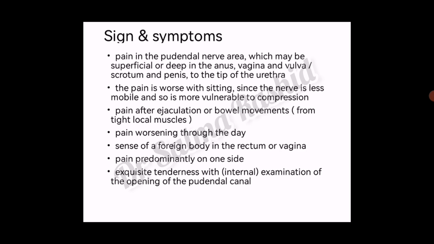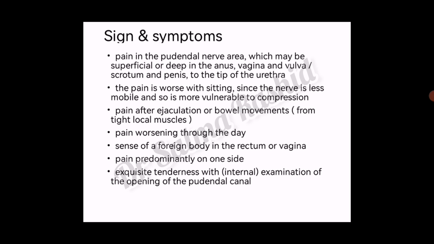So what are the signs and symptoms of pudendal nerve injury? Pain in the pudendal nerve area, which may be superficial or deep, in the anus, vagina or vulva, scrotum or penis, to the tip of the urethra. The pain is worse with sitting since the nerve is less mobile and so is more vulnerable to compression. Pain after ejaculation or bowel movements from tight local muscles.